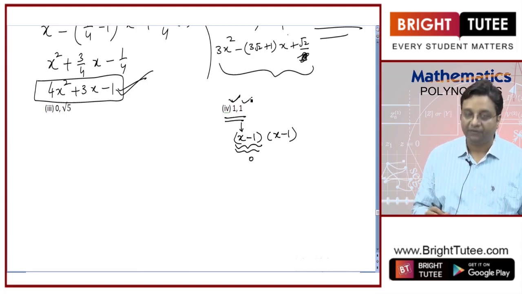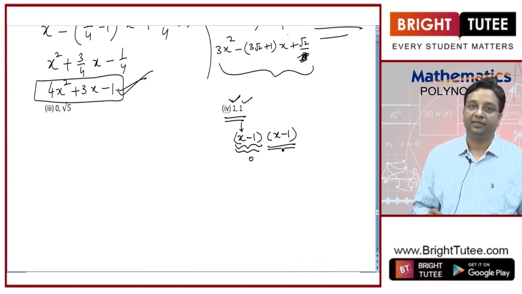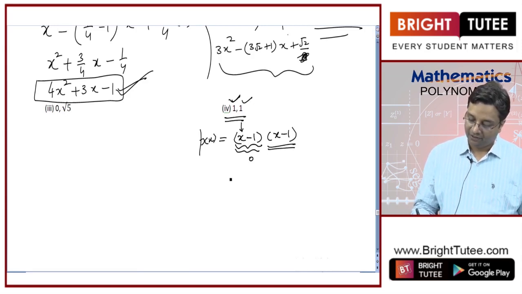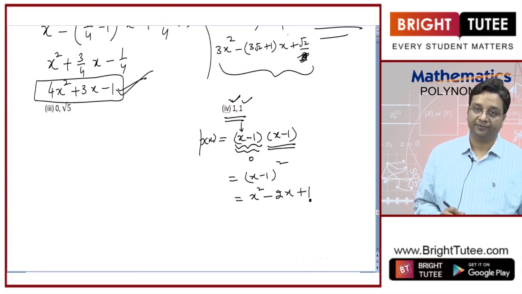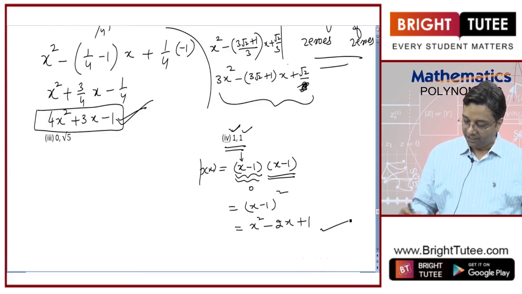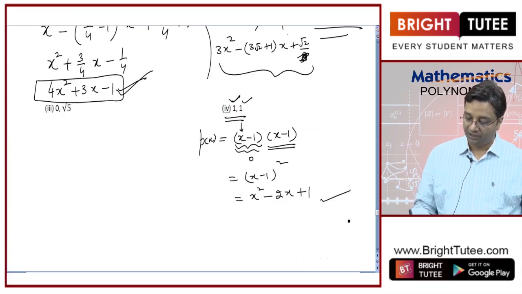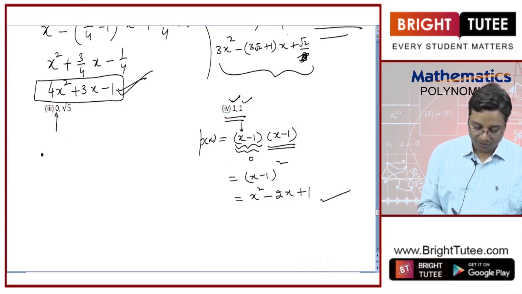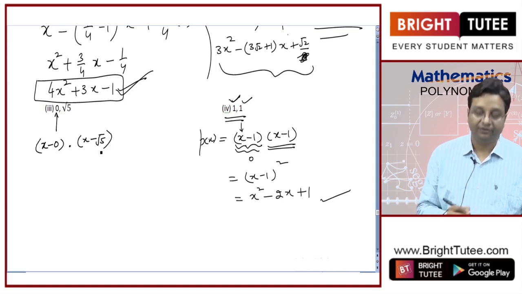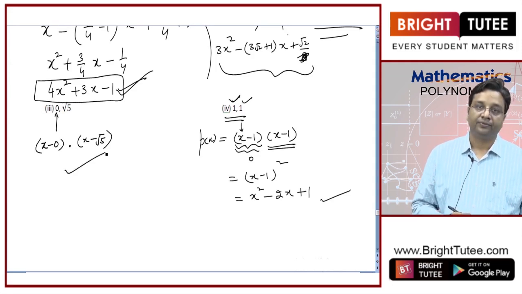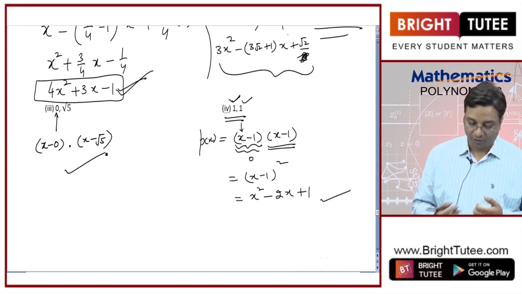And both the zeros are 1, 1, so the quadratic will be like this. So my p of x, let's say, will be equal to x minus 1 squared. Okay. So it will be x square minus 2x plus 1. All right. So this is one of the quadratic polynomials with roots 1, 1. Okay. So this is how you can think. Let us say there is 0. So I can write it as x minus 0 into x minus root 5. It will again give you the required quadratic polynomial.